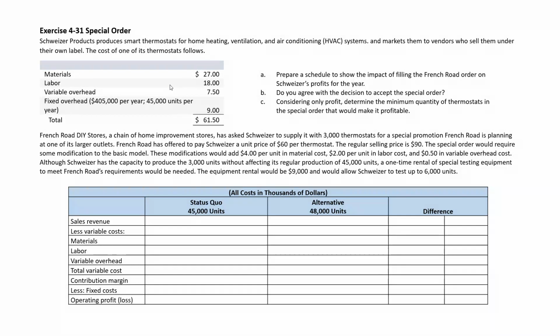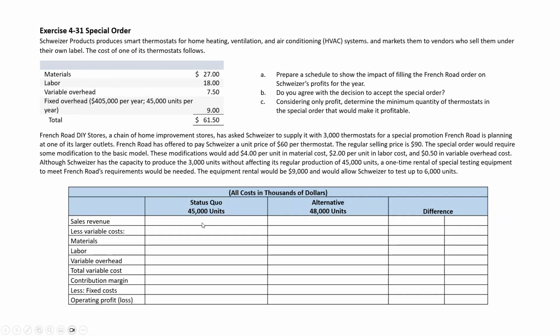And some of these are going to be relevant, some aren't going to be relevant to accepting those additional 3,000 units. And our comparison is going to be our status quo, our profit at 45,000 units versus if we accept the special order of 3,000 units and bring it up to 48,000, and what our costs and revenues and profit are going to be under that scenario. Well, I will note they've asked us, this gets confusing at times, to put all our costs in thousands. We're going to take off those last three zeros as we go through the calculations.